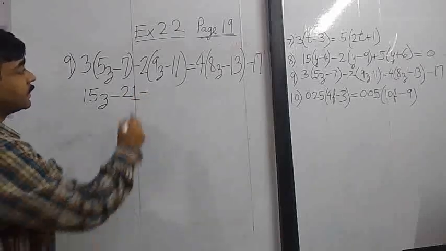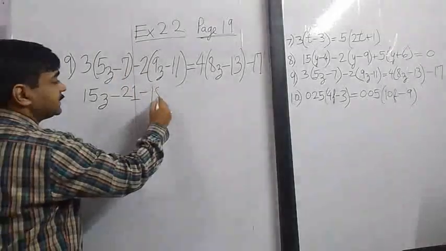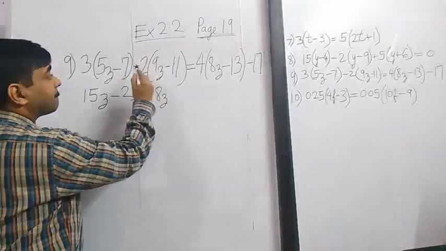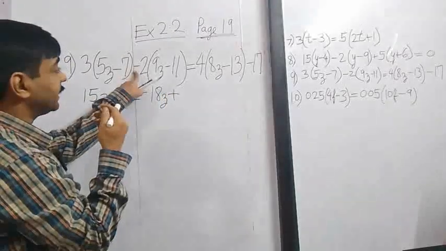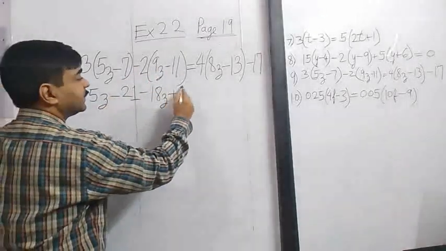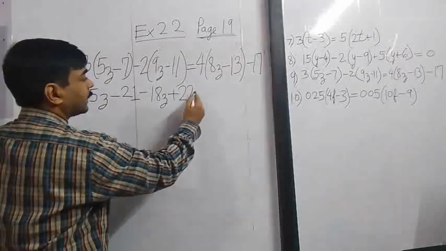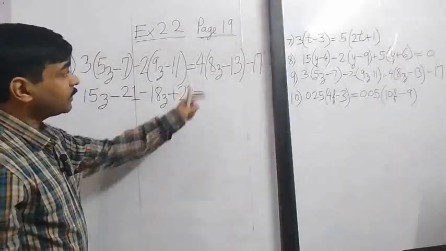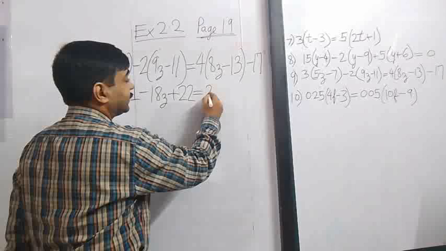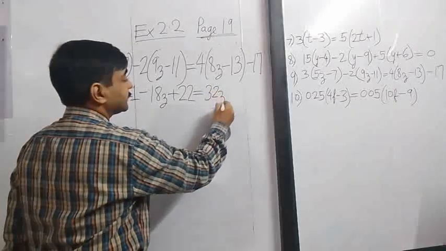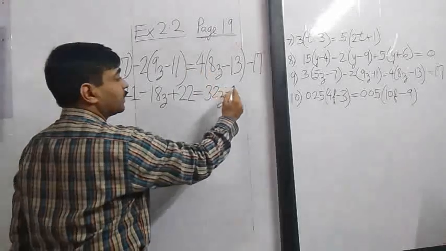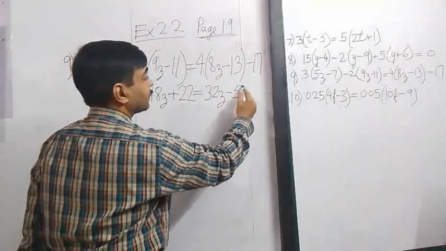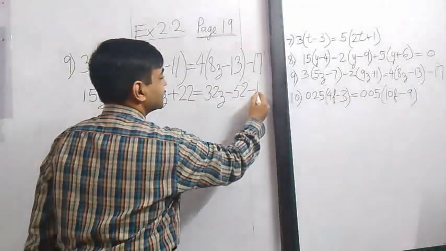Minus 2 into 9 is 18z, minus into minus becomes plus, negative into negative is positive, which is 22, equals 4 times 8 is 32z, minus 13 times 4 is 52, minus 17.